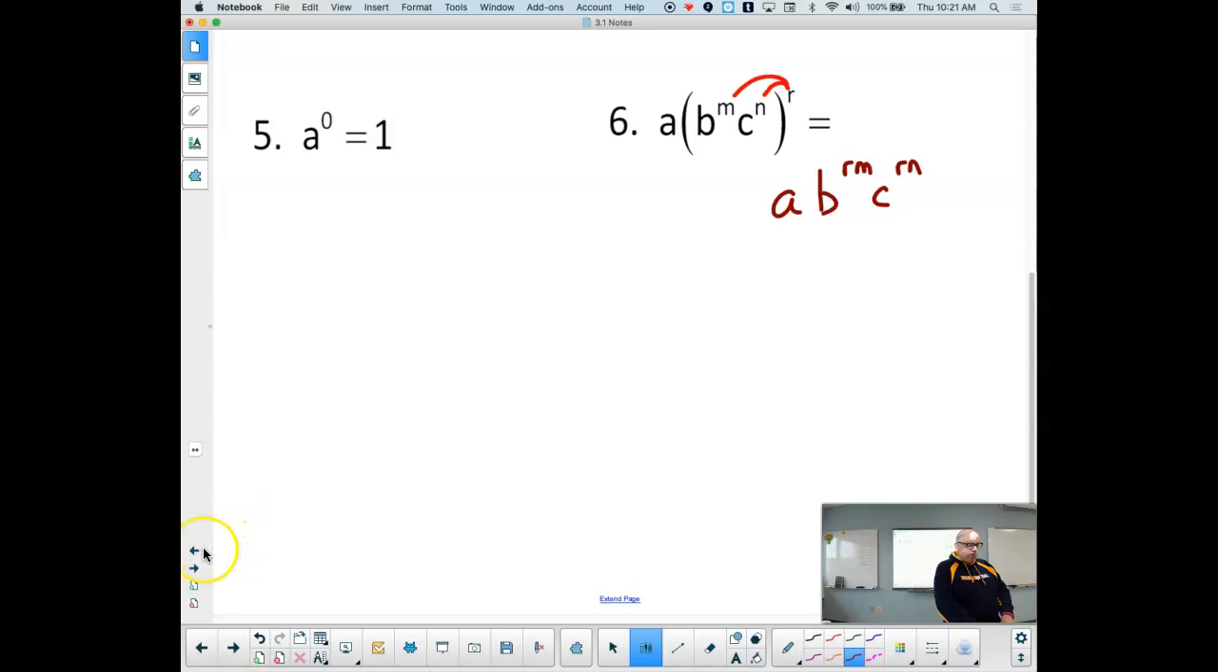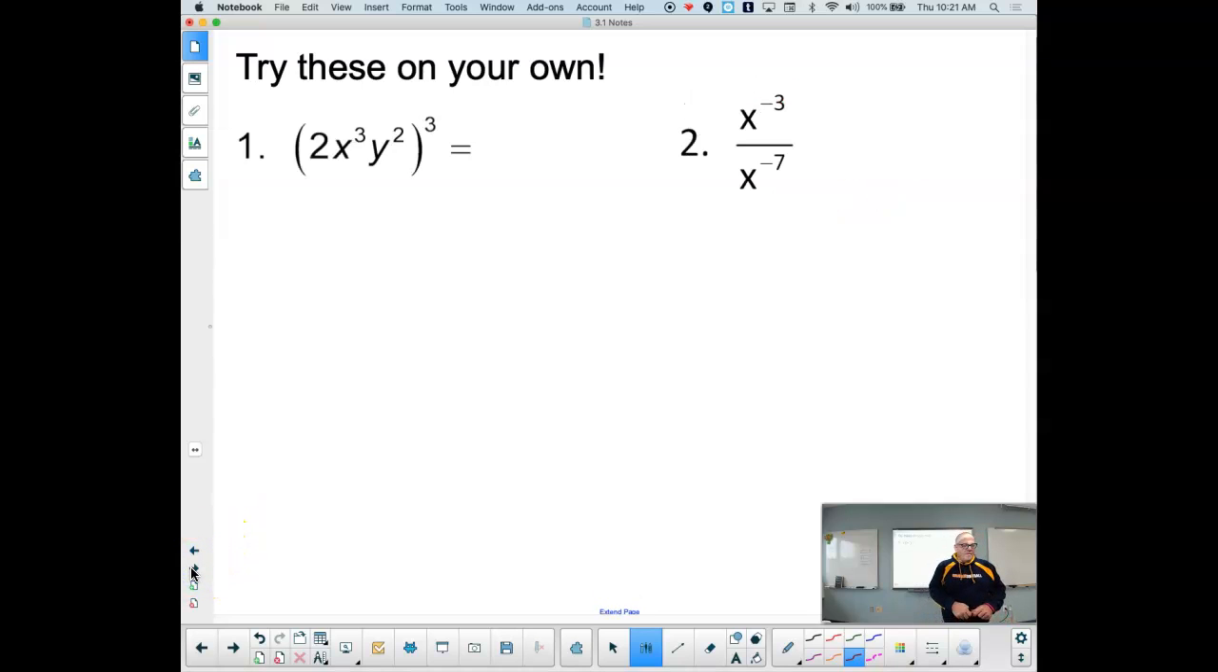Now, with that being said, and with the fact that you've seen these before, try these two examples now, and we'll see how we're doing on these. Okay, so try these two now.